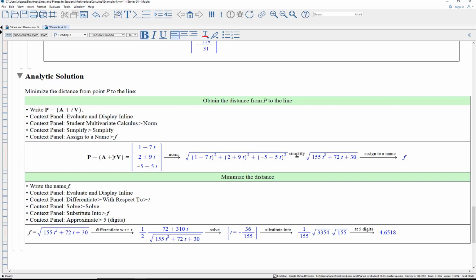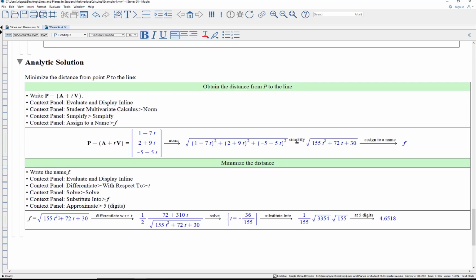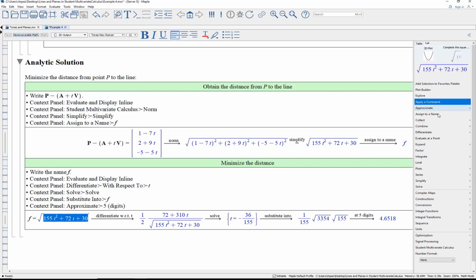So this is the vector. Compute its norm. Here I did a simplification and gave it the name f. And then you're minimizing f. It's calculus 1. There it is, f. Differentiate with respect to t. You can do that through the context panel. Differentiate with respect to t.